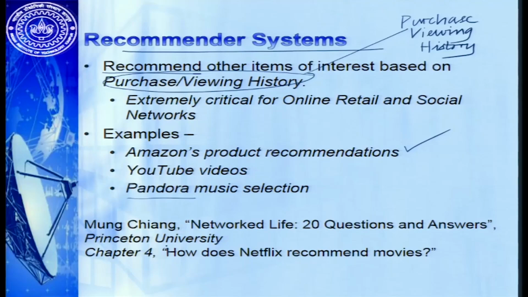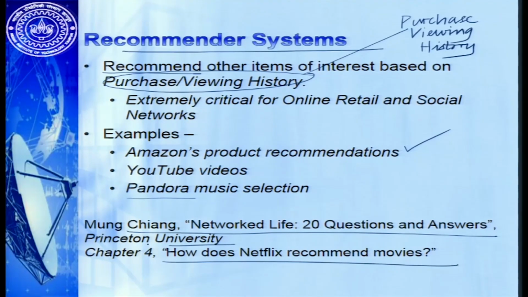And for this part, this module will be referring in particular to a very interesting book, and in particular the chapter on the book by Professor Mung Chiang titled Networked Life: 20 Questions and Answers, from Princeton University. The chapter that we are talking about is chapter 4, which is how does Netflix recommend movies. We are going to talk more about this. Netflix is one particular website. All such systems which recommend various other products, movies or videos for you to buy or watch are known as recommender systems. That is, they are recommending a set of products or objects to you.